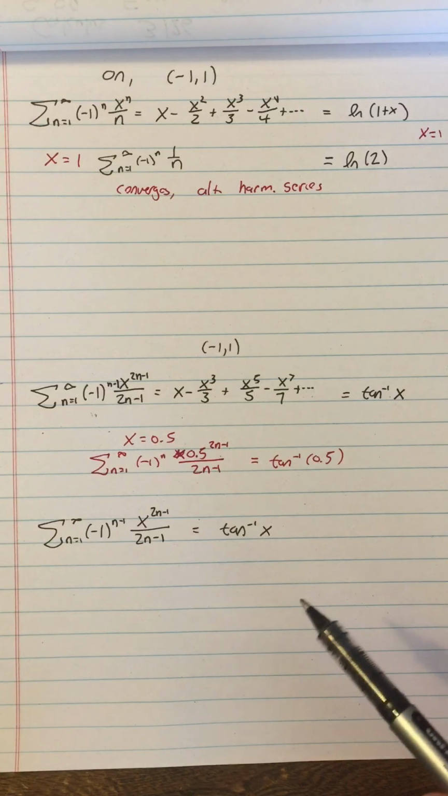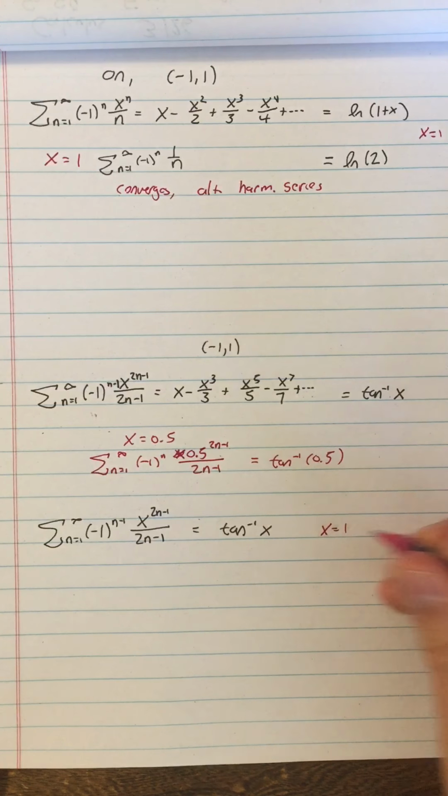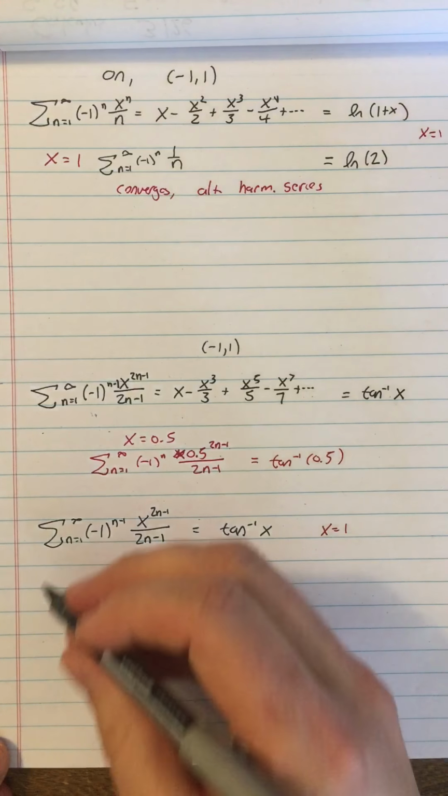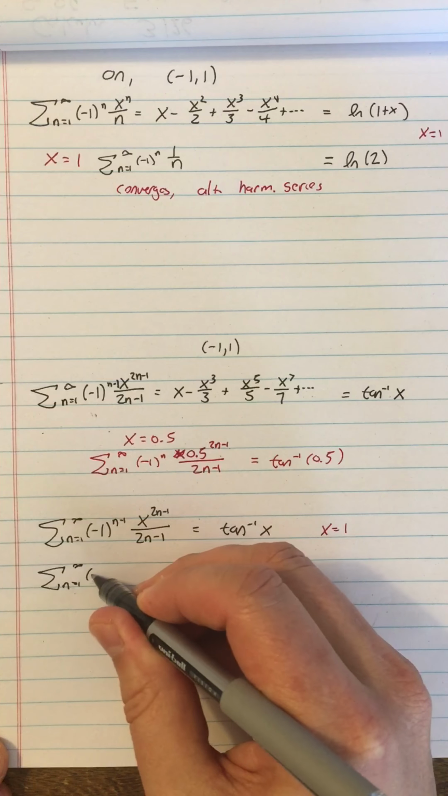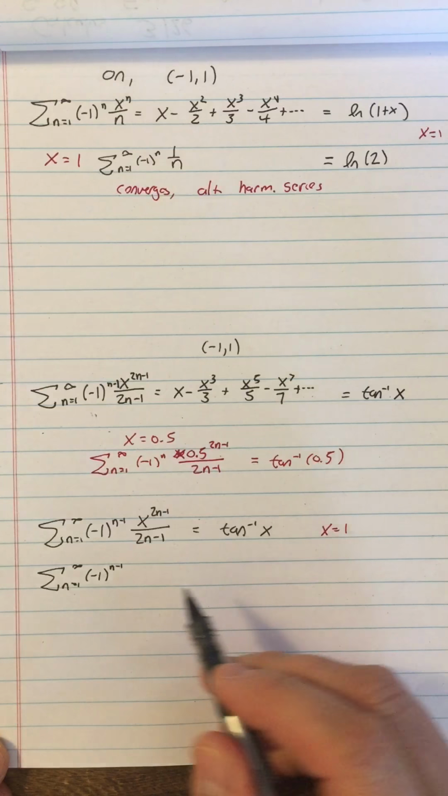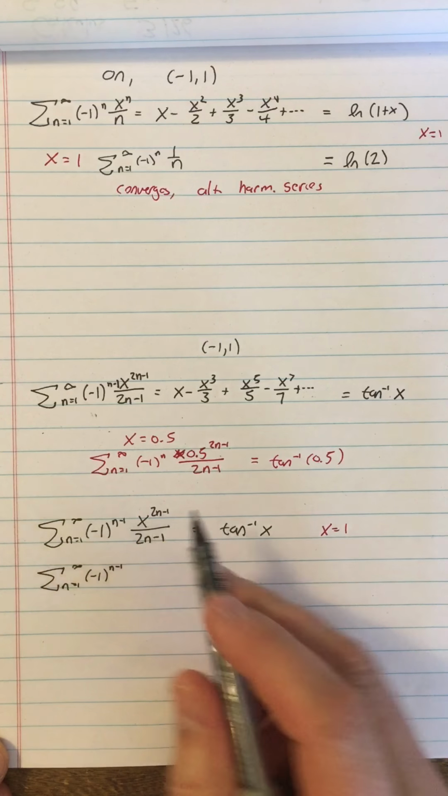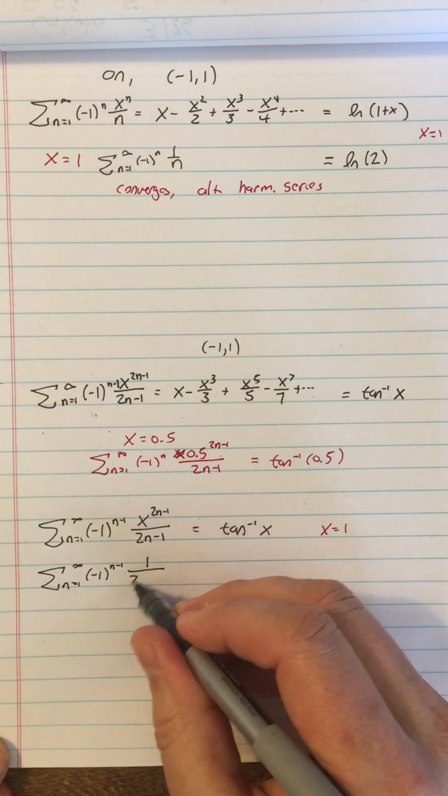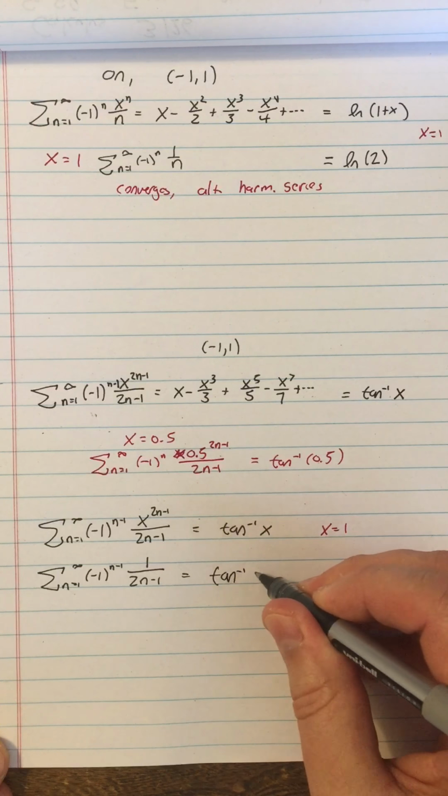So what's cool about that is, again, you can ask the question, what happens when x equals 1? Because something pretty interesting happens. So then over here, I'm going to have the sum from n equals 1 to infinity of negative 1 to the n minus 1. I'm going to put 1 for the x, so it doesn't matter what the exponent is, because 1 to any power is still 1. And then I have over 2n minus 1, and that equals the inverse tangent of 1.